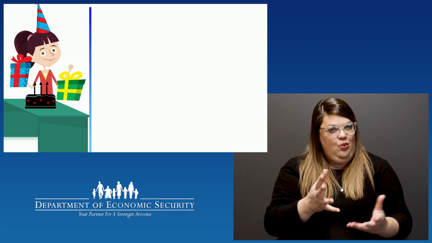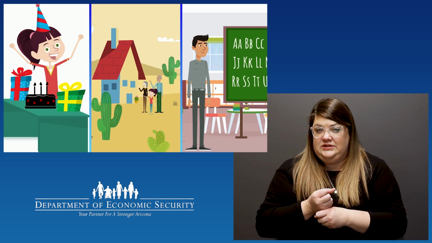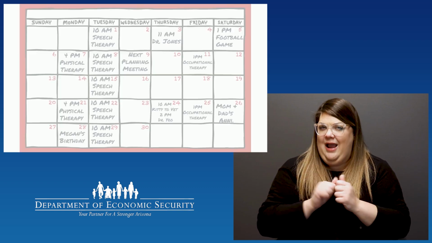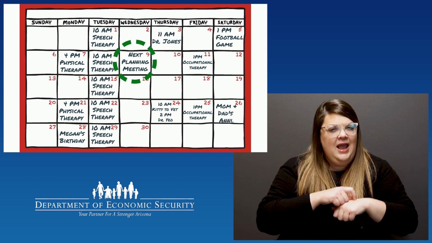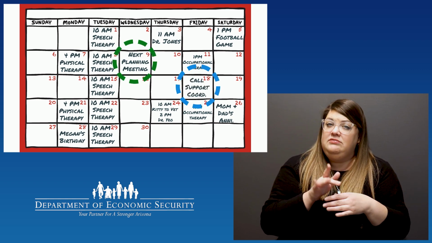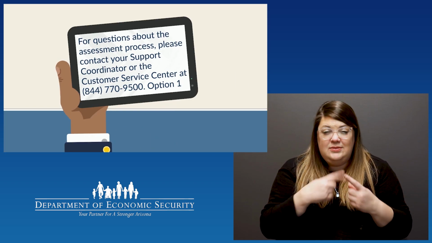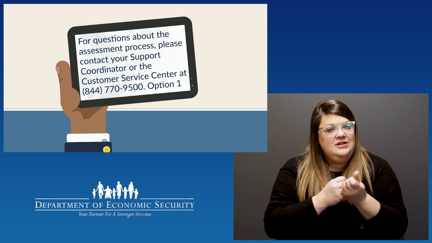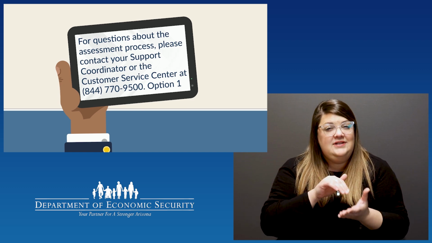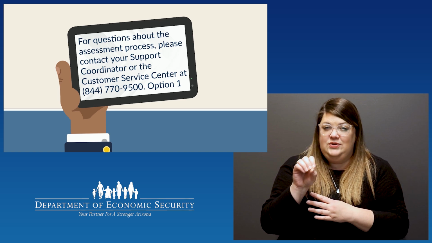The member's age, where they live, and services received will determine how often meetings are held. The majority of times, planning meetings are held every 90 days. The support coordinator is available between meetings as needed. If you have any questions about the assessment process, please contact your support coordinator or the Customer Service Center at 844-770-9500, option 1.